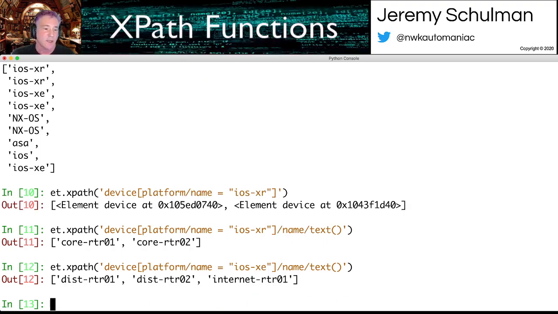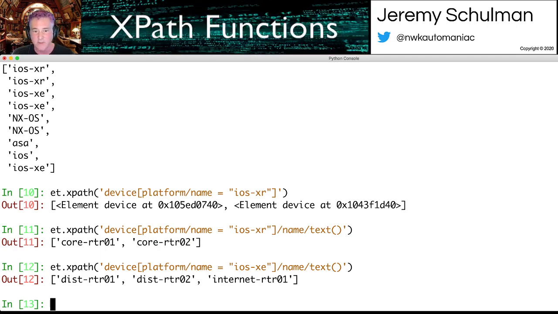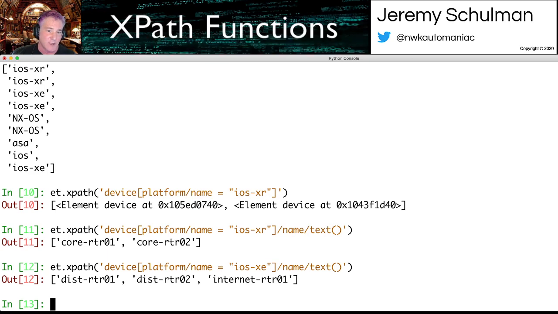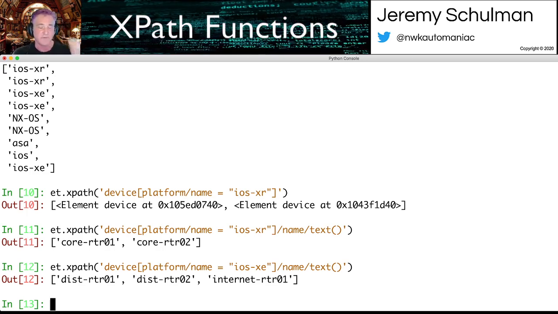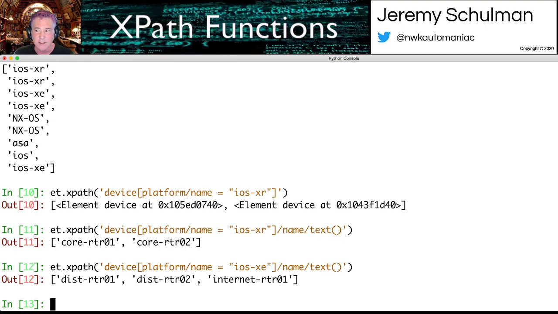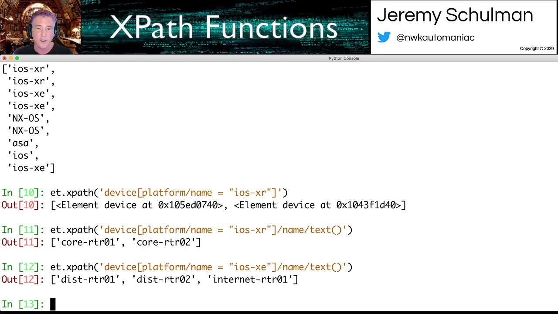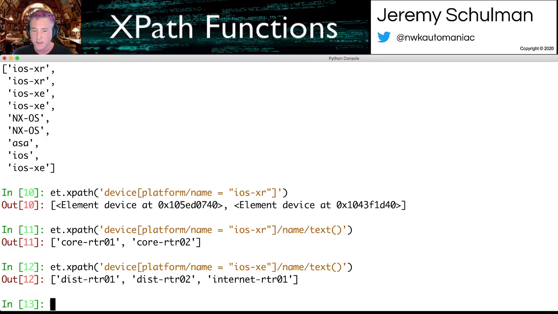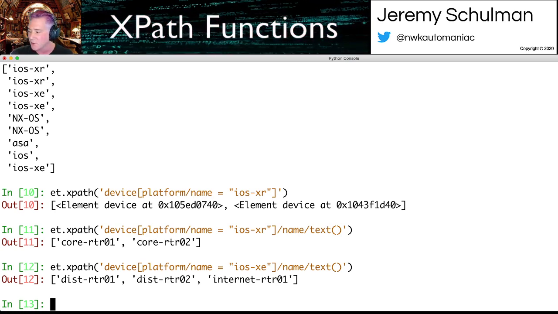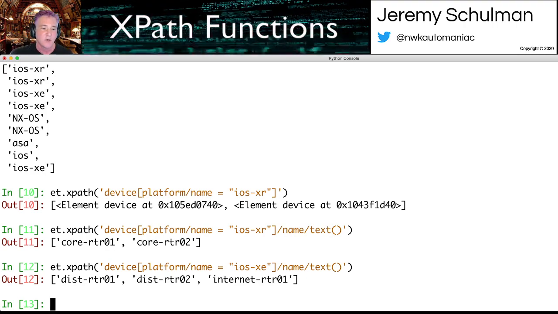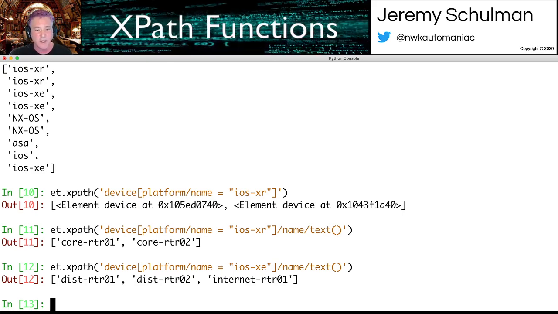But what if I wanted to find any device whose platform began with iOS? For example, maybe I wanted to find iOS XR and I wanted to find iOS XE. So this is where we're going to get into the first type of functions that we have available to us. These are built-in functions. And when we talk about built-in functions, there are two, shall we say, libraries of built-in functions. One is called the 1.0 functions, and the other one is called the 2.0 functions. So if you were to go to, for example, W3Schools and look at their function list, or go online and Google for XPath functions, some of the functions you'll find are 2.0 and some of them are 1.0.